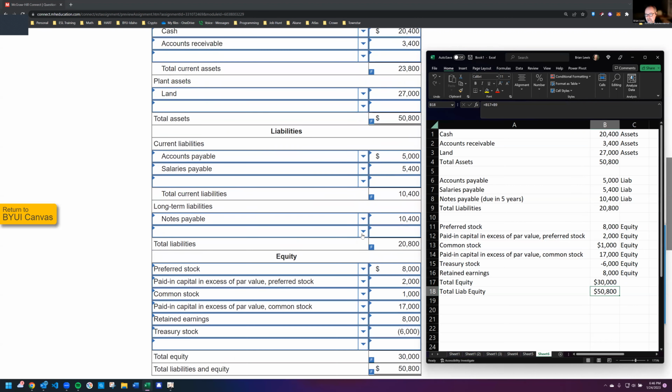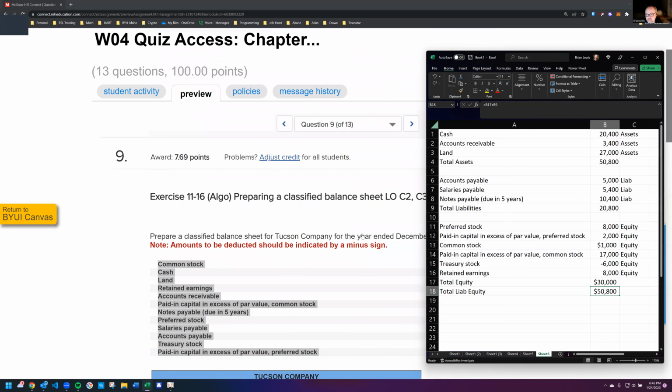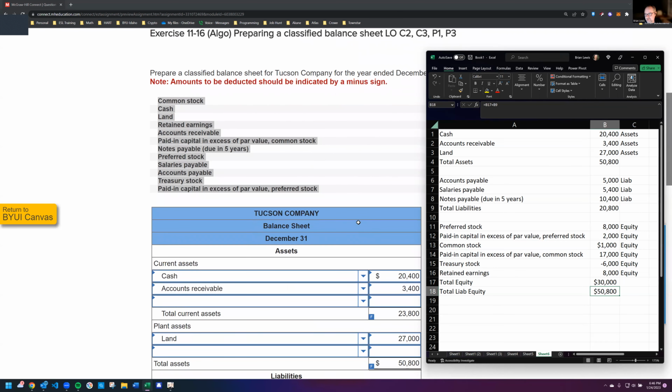Okay, so that is it. Oh yeah, don't forget, I didn't do this on my version, but don't forget the company name, the name of the financial statement, and then the period that it's dealing with. Balance sheets are always dealing with a specific point in time versus a range of time.